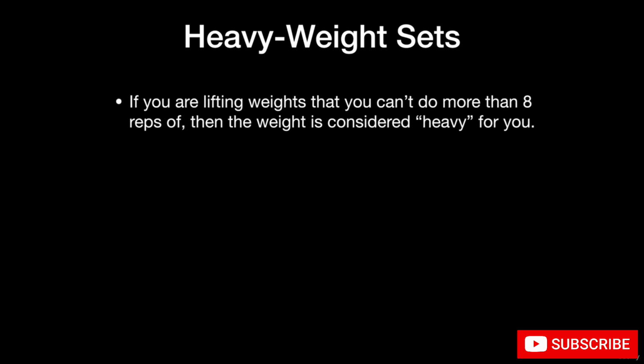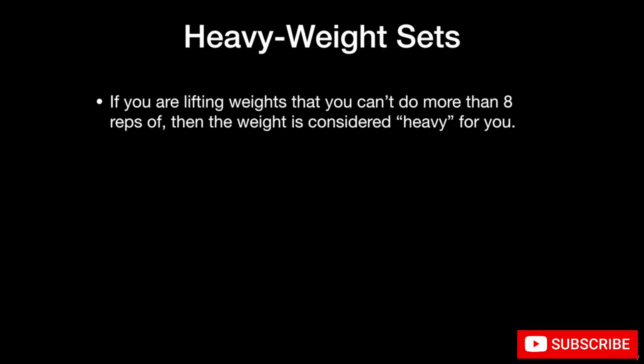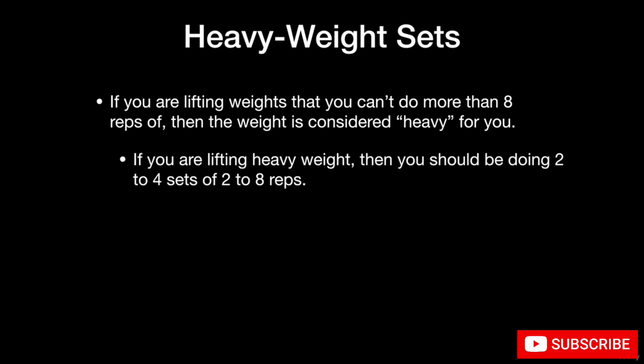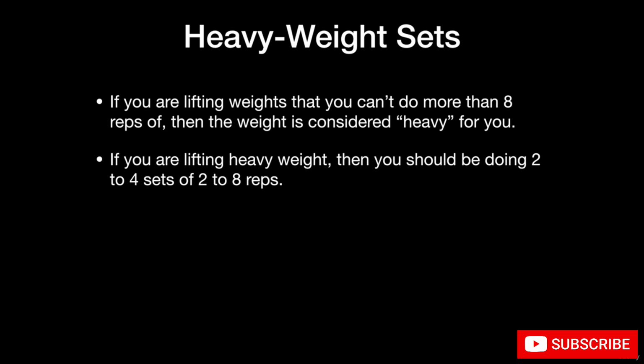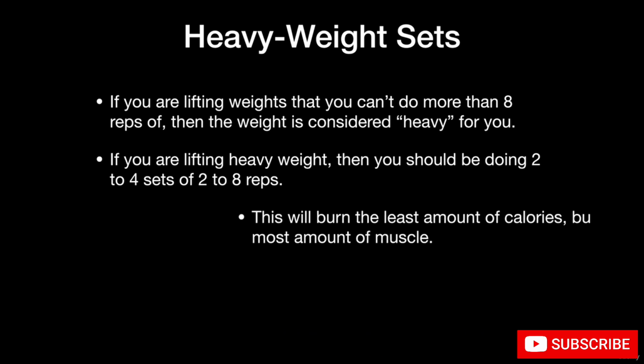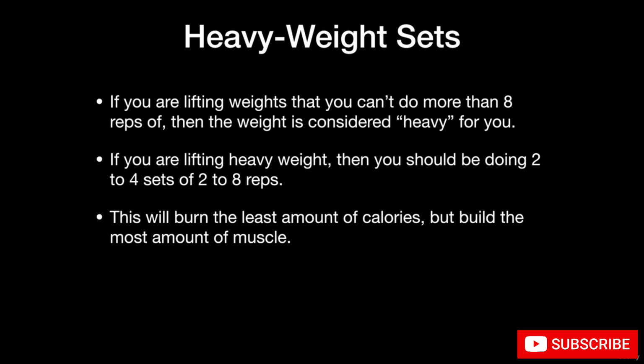Heavy weight sets. If you're lifting weights that you can't do more than 8 reps of, then the weight is considered heavy for you. If you're lifting heavy weight, then you should be doing 2 to 4 sets of 2 to 8 reps. This will burn the least amount of calories but build the most amount of muscle.